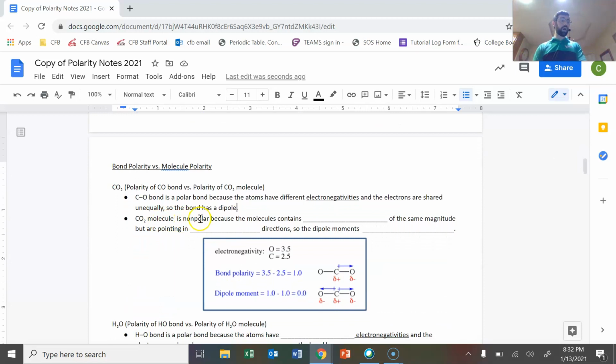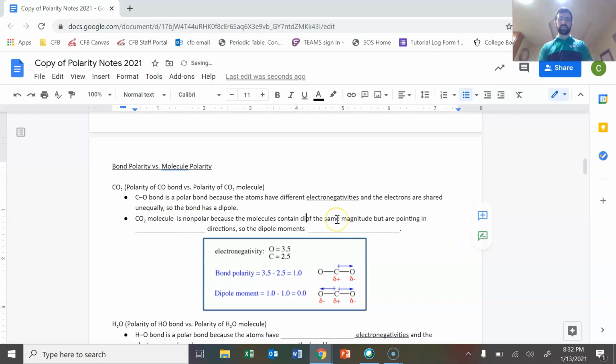Now, the CO2 molecule is nonpolar. Now that sounds weird. The C=O bond is polar, but the molecule is nonpolar. The reason is because the molecule contains two dipoles of the same magnitude. So they're just exactly the same thing, a C=O dipole and another C=O dipole. But they're pointing in opposite directions. So the dipole moments actually cancel out.